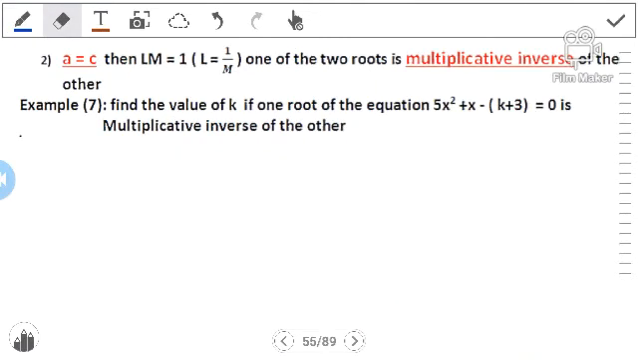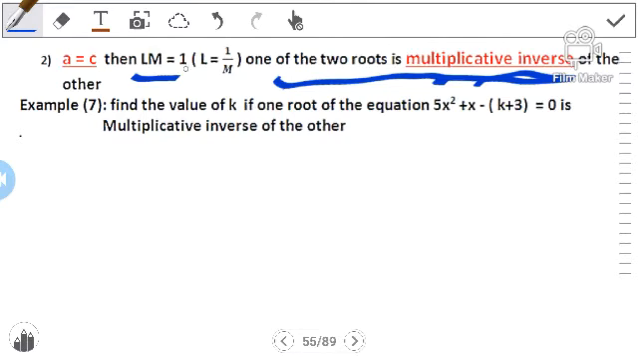Number 2: if it says that one of the two roots of the quadratic equation is a multiplicative inverse of the other root, this means L times M equals 1, so L equals 1 over M, the multiplicative inverse. This happens when a equals c, meaning the coefficient of x power 2 equals the absolute term.